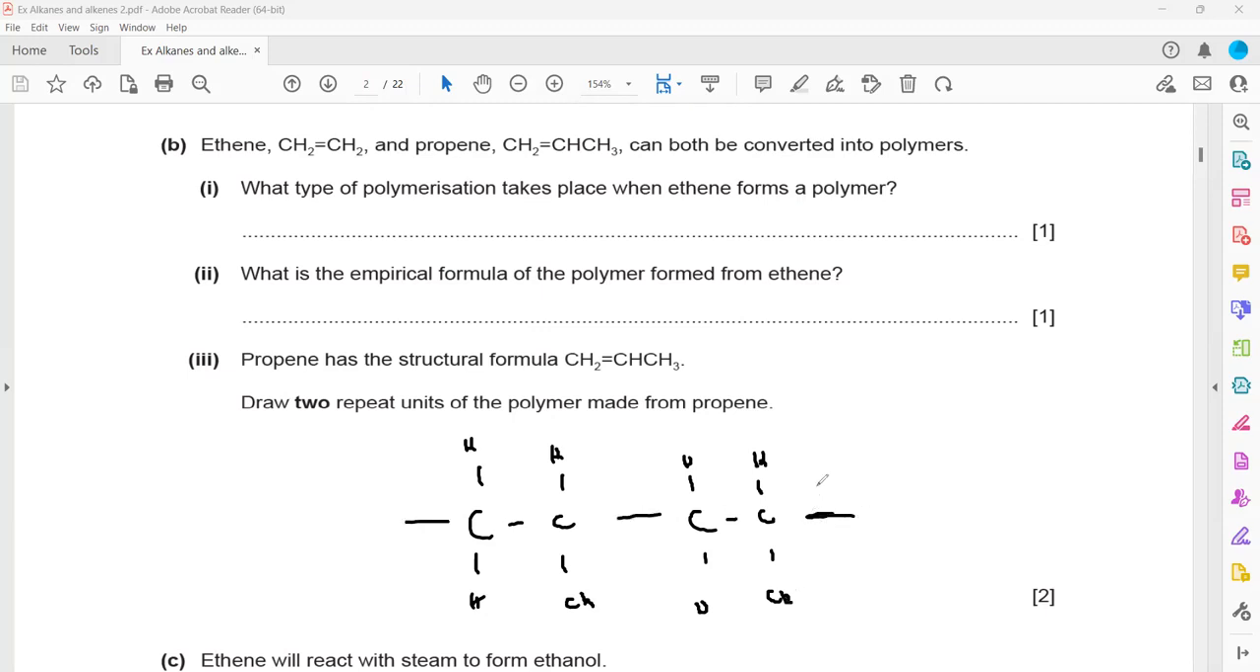So don't put a bracket, don't write n, because the question is only draw 2 repeat units, like 2 parts from the polymer that we have to draw. Polymer will be a long chain. Polymer will have maybe n number of molecules linked with each other. We need only 2 out of that.